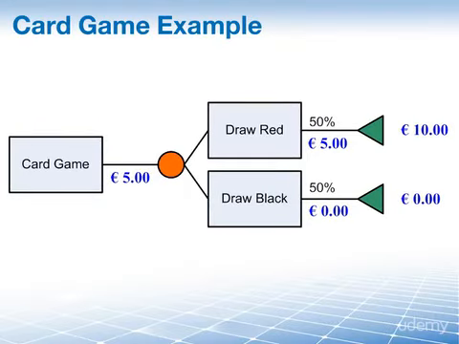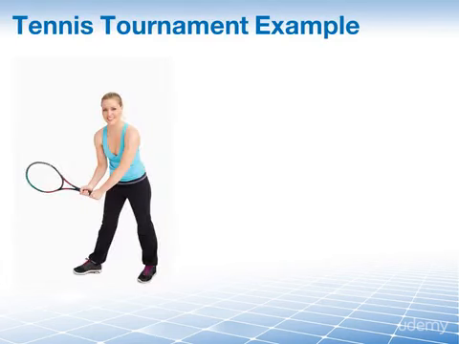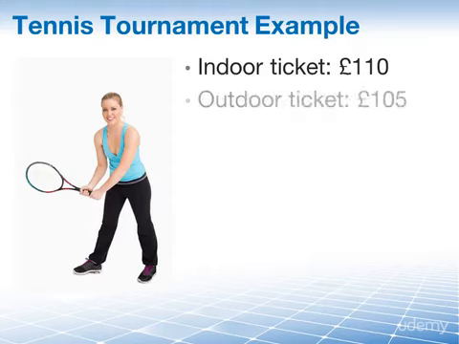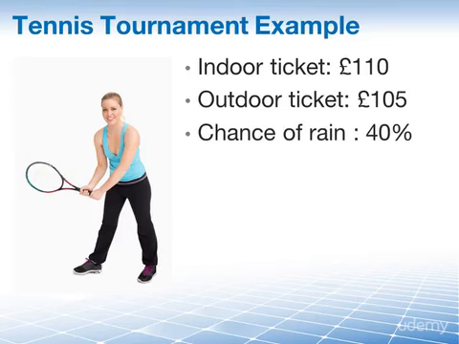Let's now go ahead and make a somewhat more elaborate example and go through it step by step. And for our example, we are going to hold a tennis tournament. And luckily, we have some historical numbers. The ticket prices, for example, we know that we can charge £110 for indoor tennis tournament tickets, and we can charge £105 for outdoor. We also know historically that we have a chance of rain of 40%.